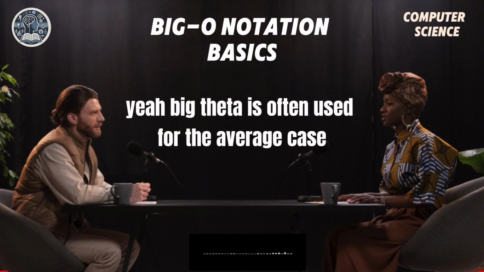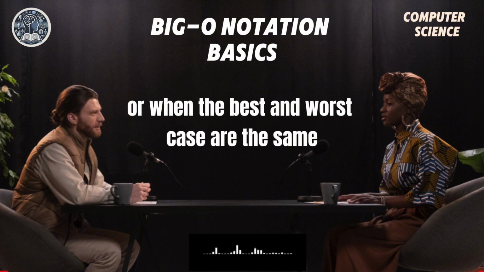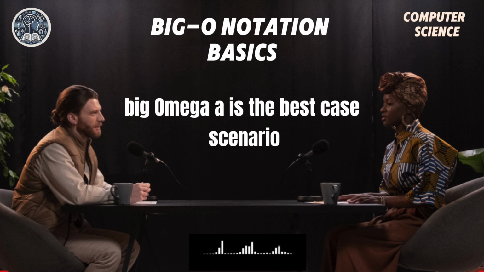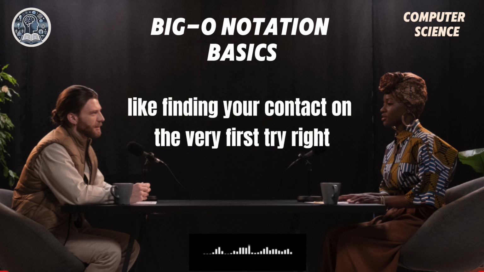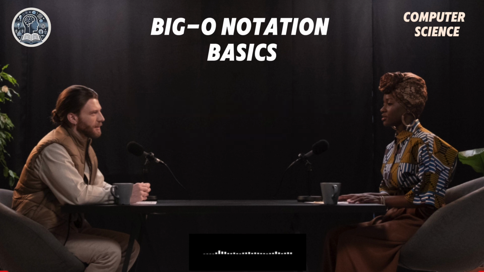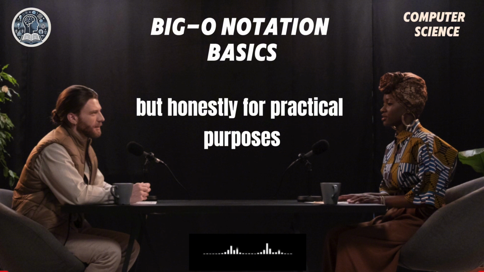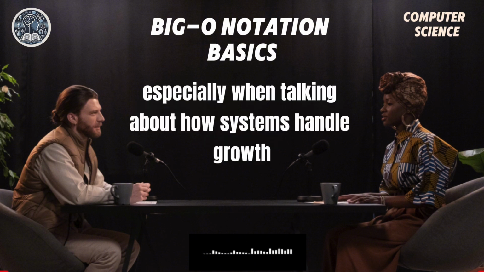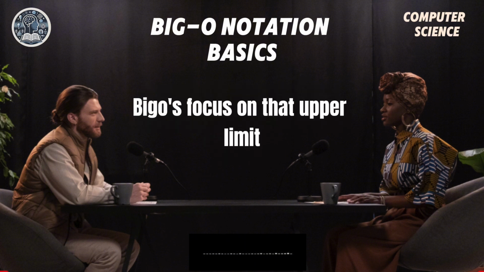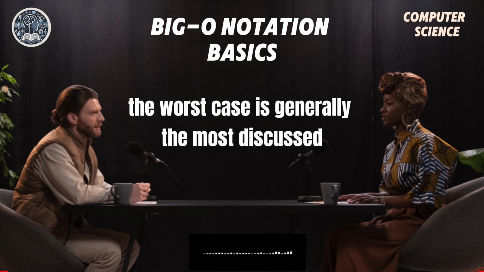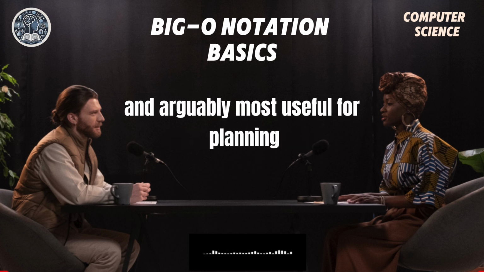Big theta is often used for the average case or when the best and worst case are the same. Big omega is the best case scenario, like finding your contact on the very first try. Right. But honestly, for practical purposes, especially when talking about how systems handle growth, Big O's focus on that upper limit, the worst case, is generally the most discussed and arguably most useful for planning.